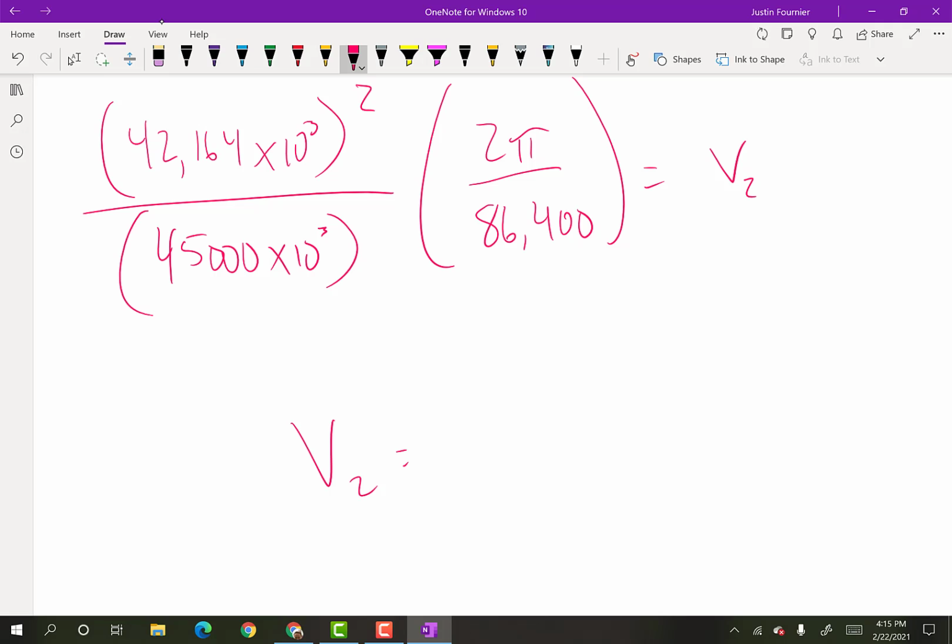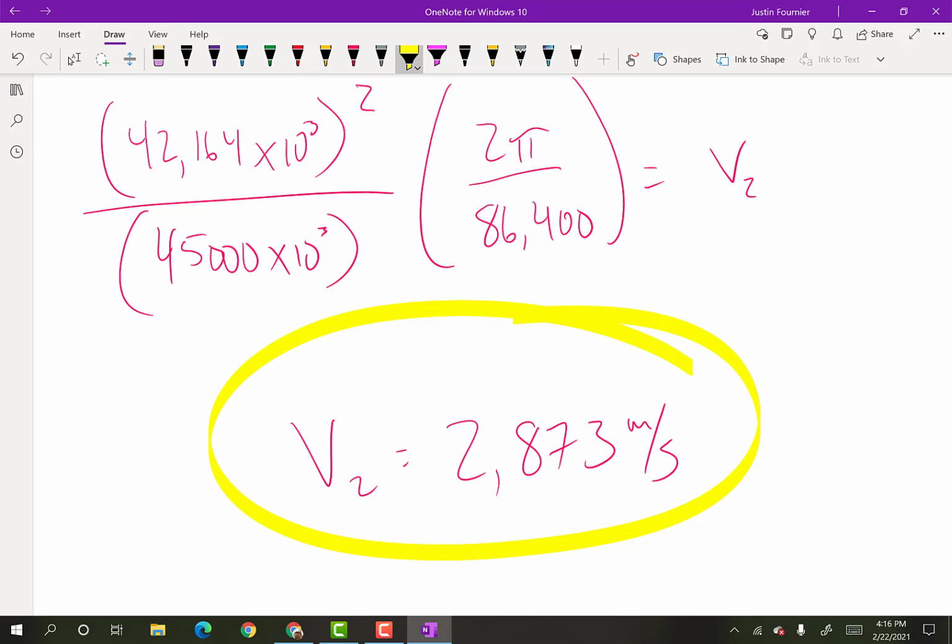So I got 42,164 times 10 to the 3 squared divided by 45,000 times 10 to the 3, and that's it. So I'm going to carry that over, multiply that by 2 pi, and then divide all that by 86,400, and I get about 2,873 meters per second. And there we go. So that would be the speed right there.